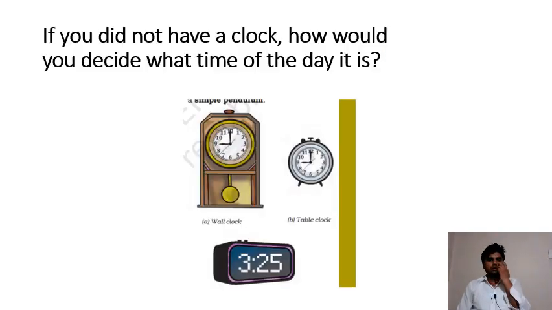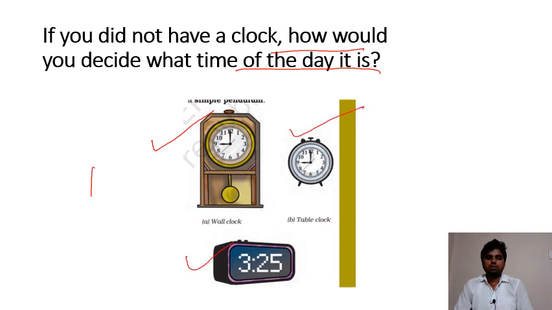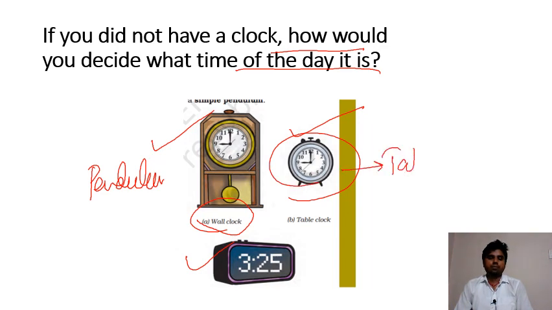Now students, if you did not have a clock, how would you decide what time of the day it is now? Nowadays there are different types of clocks: pendulum clocks, wall clocks, digital clocks. This is a pendulum clock or a wall clock, and this is a table clock. And due to the advancement in technology, we also have digital clocks.